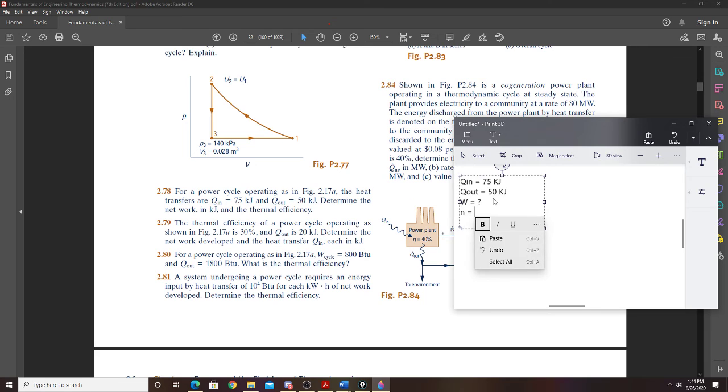So that is our question right there. Knowing these two, what are the other ones? And so we can pretty much do that, right?